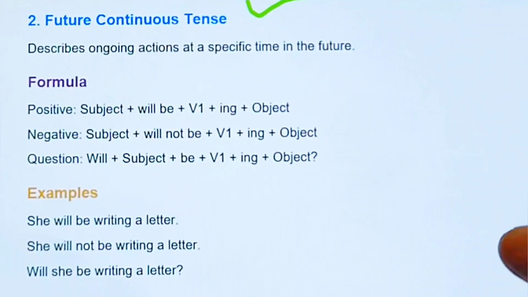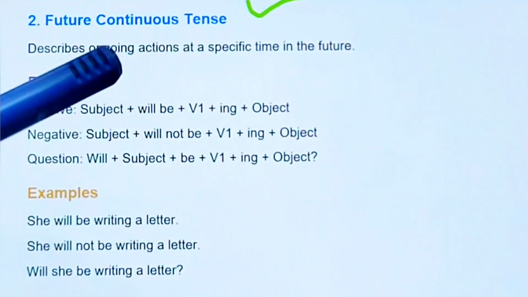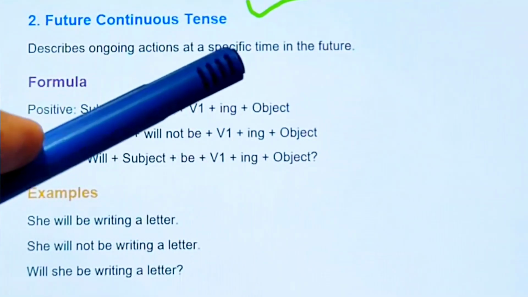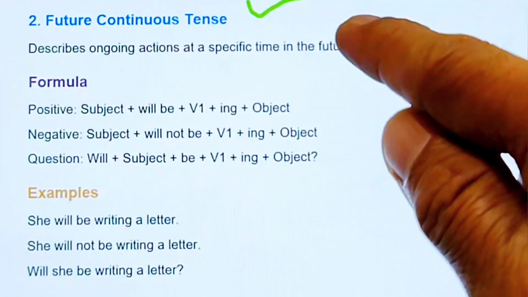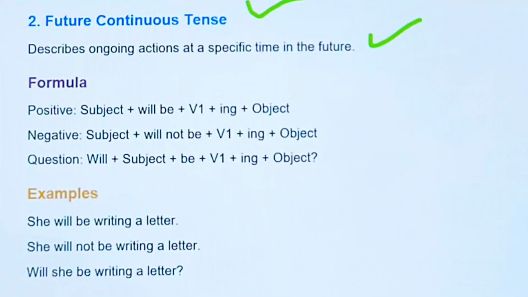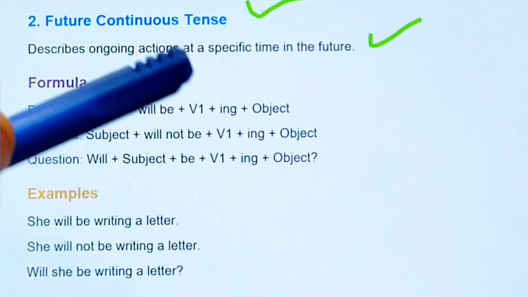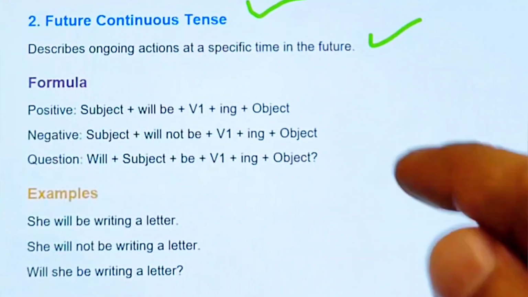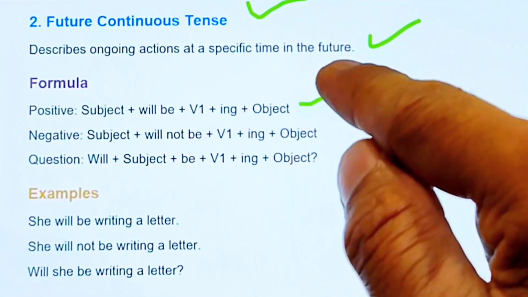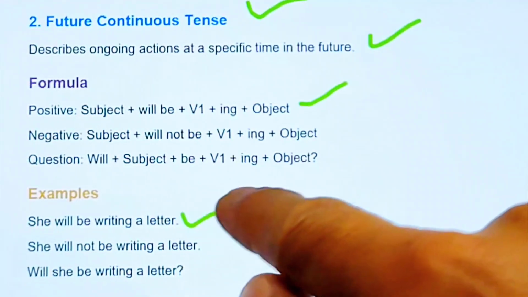The next tense is future continuous tense. And the definition: it describes an ongoing action at a specific time in the future. This one is the definition. And the formula for future continuous tense, if we have a positive sentence, is this formula, and we have an example here.